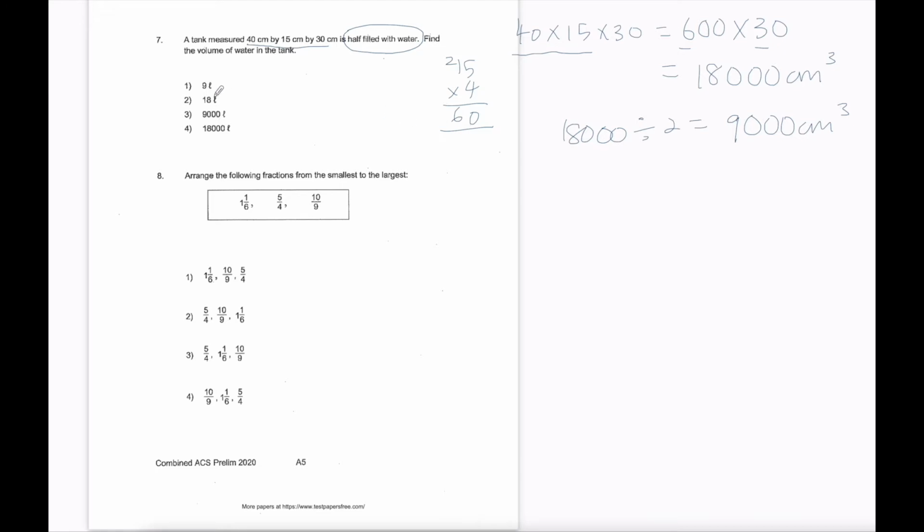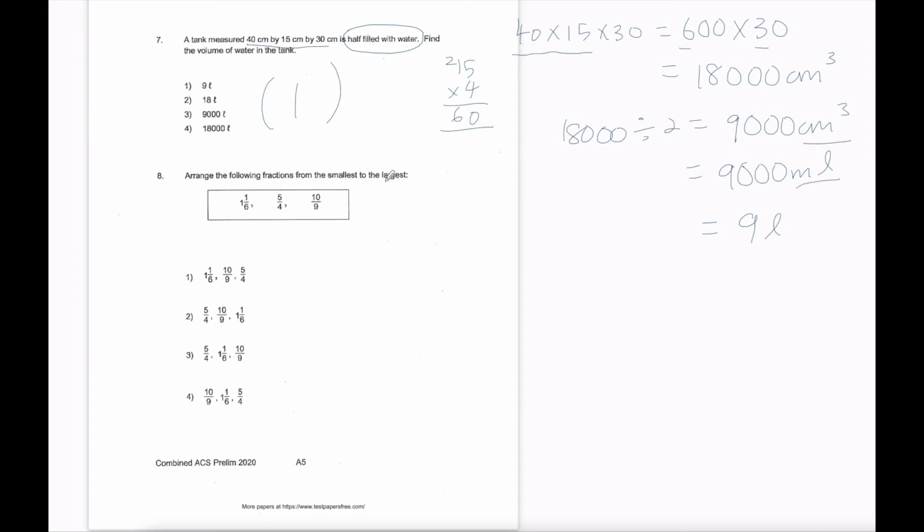So do you realize that it's all in liters? So 9,000 cm cubed is equal to 9,000 ml. And 1,000 ml is 1 liter, so 9,000 ml is 9 liters. And my answer will be option 1. Okay, so cm cubed and ml is the same thing. Okay, you can use it interchangeably.